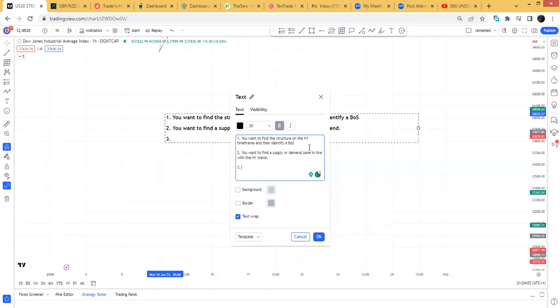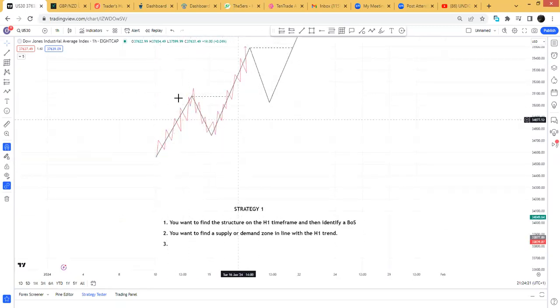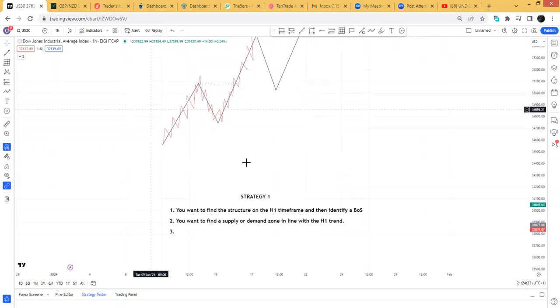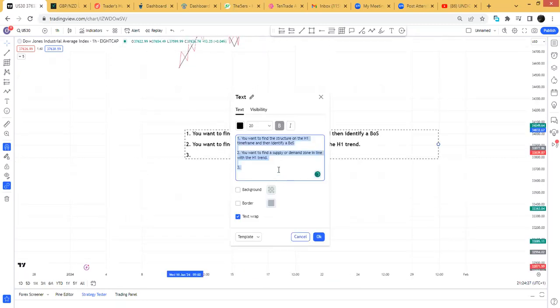So the third thing we want to do now is, when price comes into that zone, identify another break of structure or a confirmation entry on the 15 minutes time frame. Remember what I drew out here? That's what we are trying to achieve with this strategy. Price is fractal, remember that.